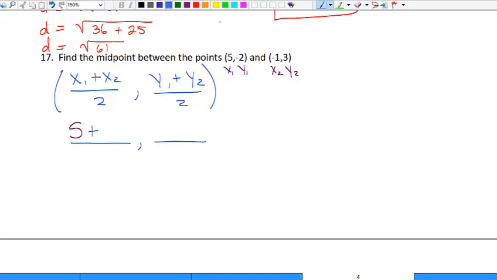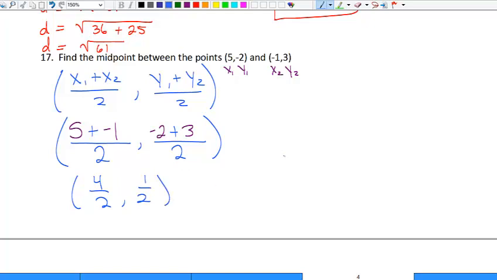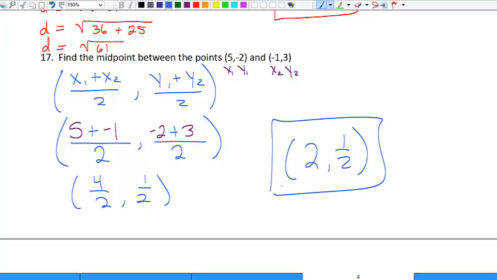Plus x2, which happens to be negative 1, over 2, because that's what it says in the formula. On the second point, I have y1, which happens to be negative 2, plus, because there's a plus in the formula, y2, which happens to be 3. Okay, so when I add these together, I'm getting 4 over 2 for the x-coordinate and 1 over 2 for the y-coordinate, which gives me, when I reduce, 2, 1/2 as the midpoint.